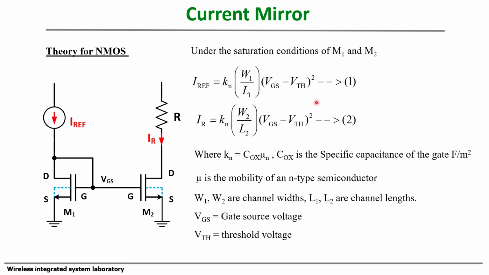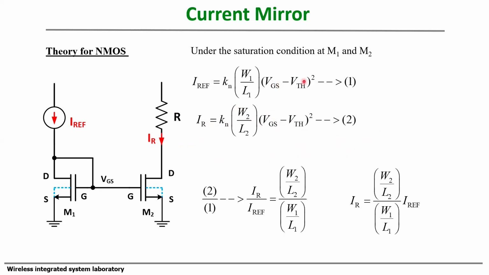Similar to equation number 1, I can write the current equation for the current through R: IR equals the constant kappa N times the W/L ratio times the square of VGS minus VTH, which is equation number 2. All parameters have special meanings as I have written here. Since VGS and VTH are the same, because this is an NMOS transistor, and the kappa N value is also the same, I can take the ratio of equation number 2 and equation number 1.